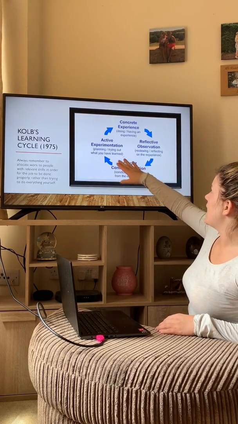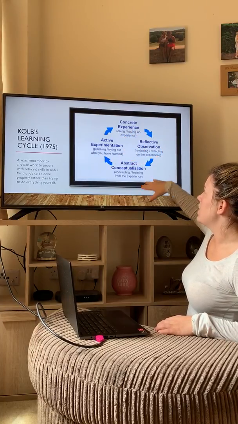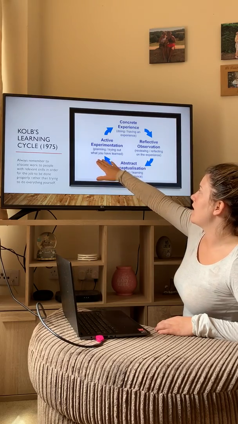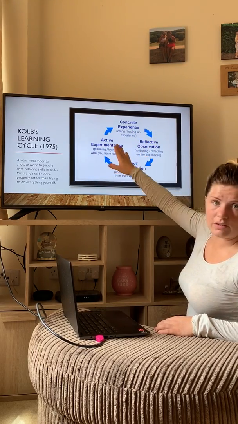And just have a look at the quick diagram here. You have your experience, you reflect on the experience, you learn from the experience and you try out what you've learned, and then it's like a cycle.